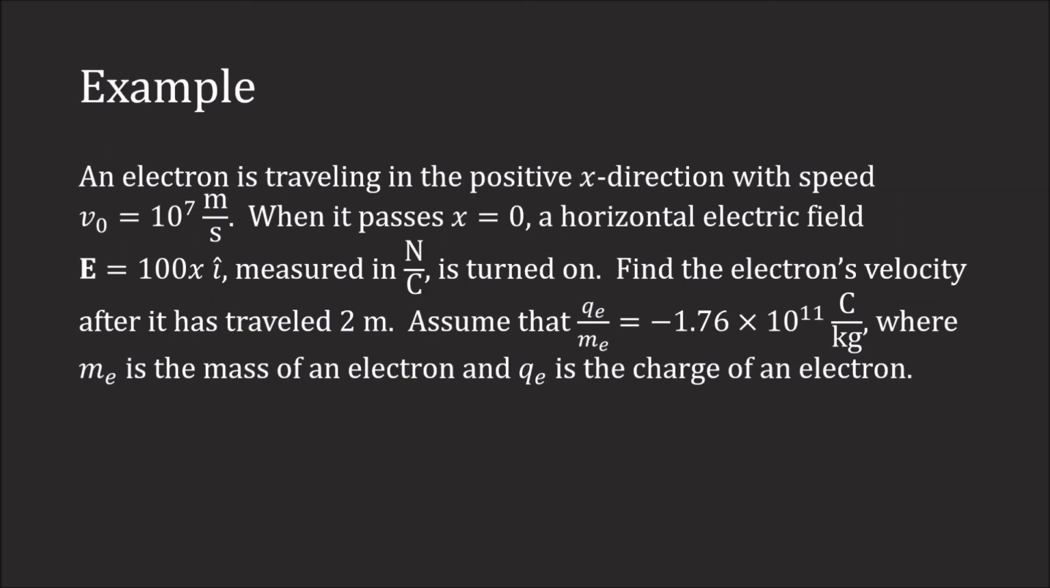So we have an electron traveling in the positive x direction with speed of 10 to the 7th meters per second. When it passes x equals 0, a horizontal electric field, E equals 100 x i hat, measured in newtons per coulomb, is turned on. We are asked to find the electron's velocity after it has traveled 2 meters. We are to assume that the charge of the electron to the mass of the electron, q_e over m_e, is negative 1.76 times 10 to the 11th coulomb per kilogram.